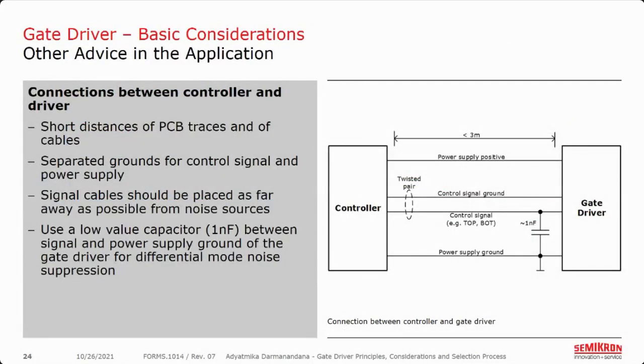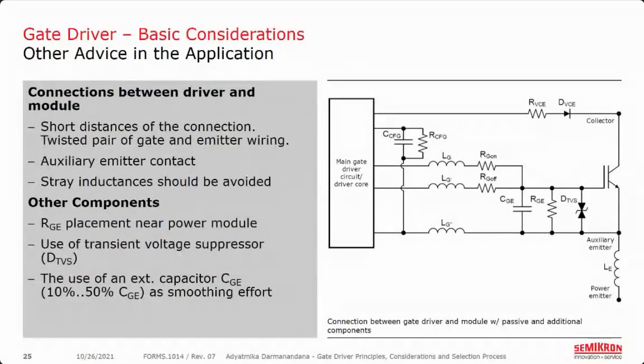Here, I want to give you some advice in the application. Generally, a short distance between controller and driver is favorable. A separate ground for each signal and power line should be provided, and twisted wiring of the signal lines is recommended. The stray inductance should be avoided, while minimum isolation should still be maintained. The same goes for the connection between the driver and the module. Generally, close distances are recommended.